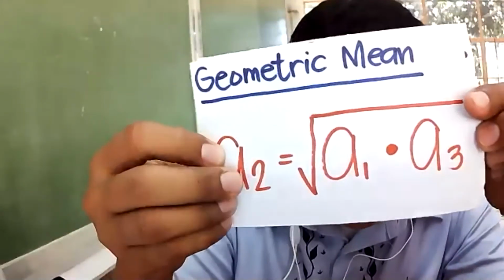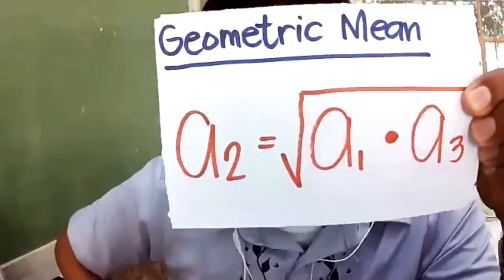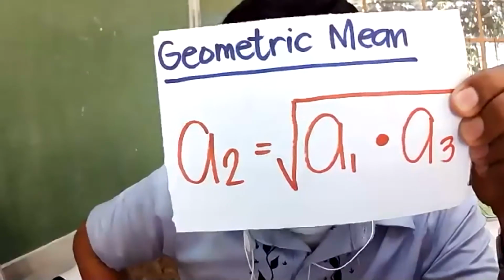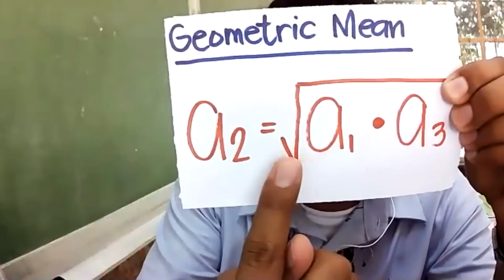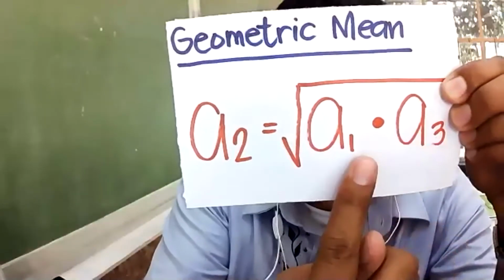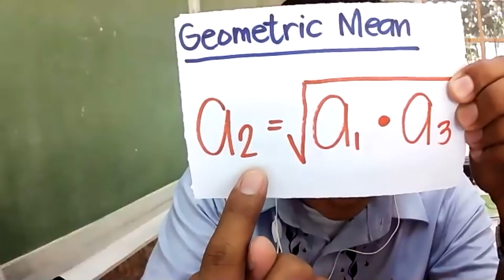Geometric mean. When we say geometric mean, this is the term in between the two terms. So in here we have our first term and our second term. Just multiply it, get the square root, and you will have your second term already.